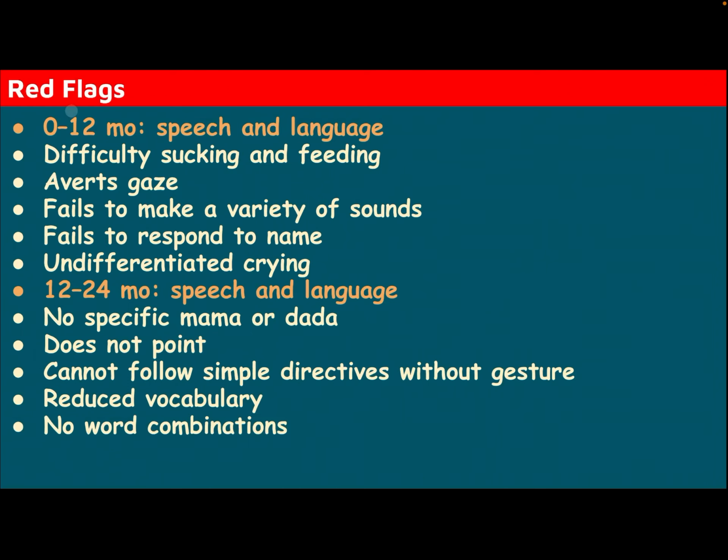Red flags which indicate immediate referral. Below 1 year: difficulty sucking and feeding, averts gaze, fails to make a variety of sounds, fails to respond to name, undifferentiated crying. Below 2 years: no specific mama or dada, does not point, cannot follow simple directions without gesture, reduced vocabulary, no word combinations.